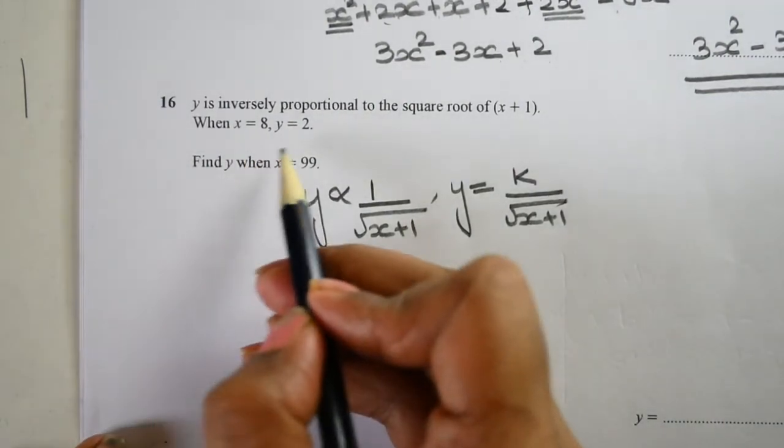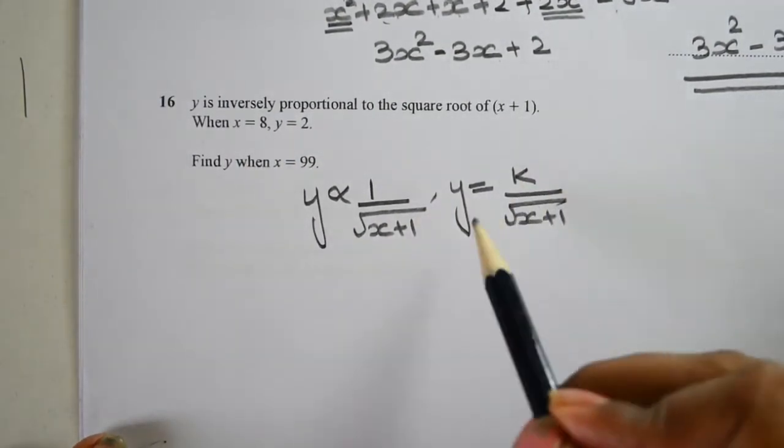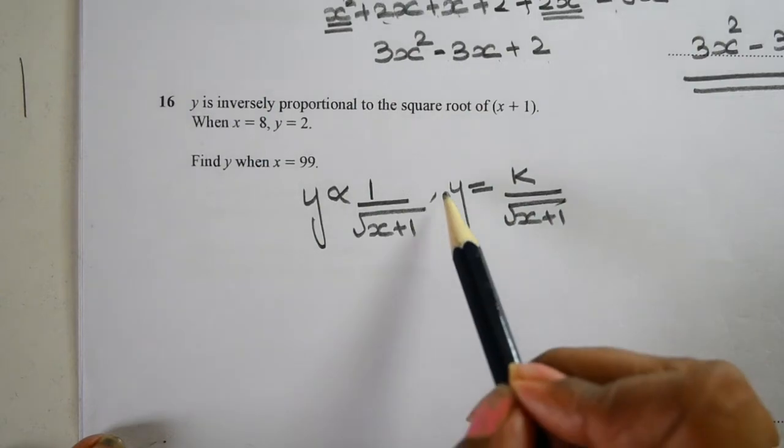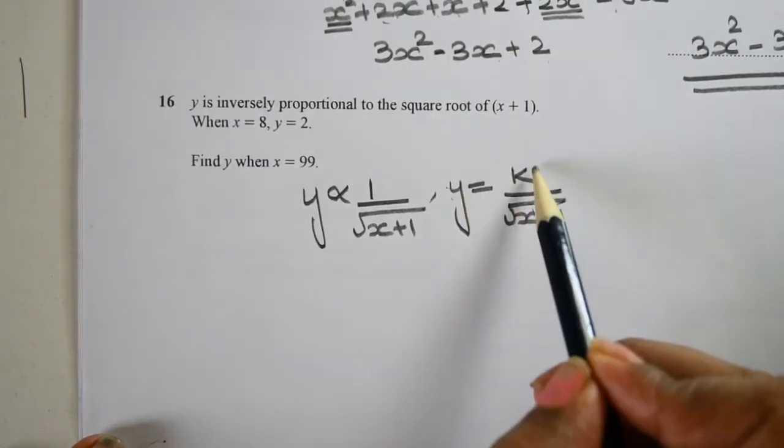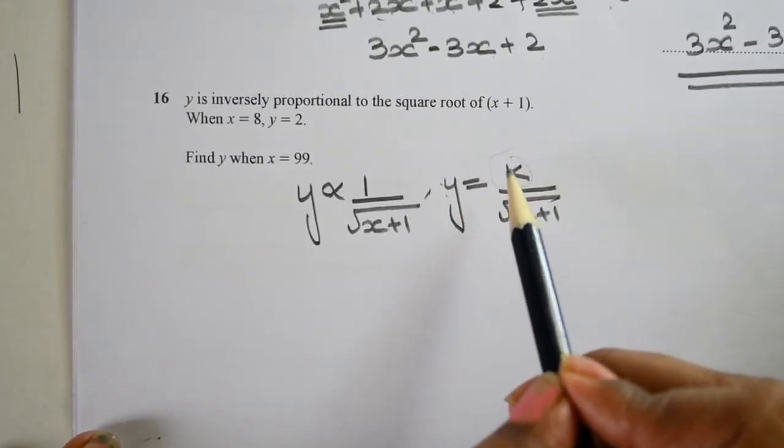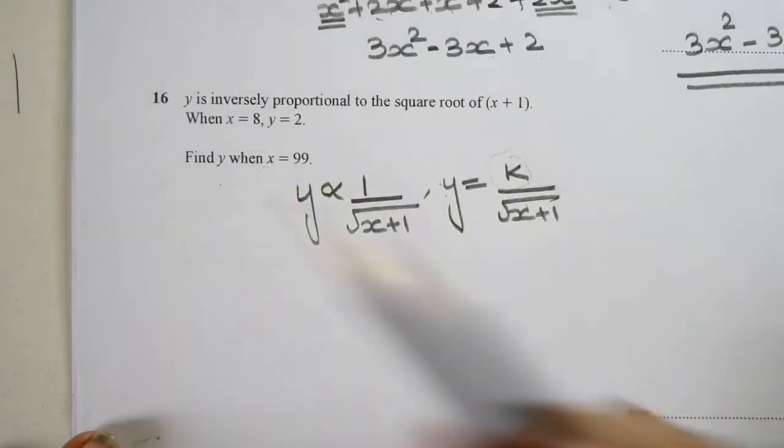Okay, so what is the y value here? Every time, all the directly and inverse questions, they will give you the value of y and x to find out the k value. Using that k value and one x value, you can find out the remaining.